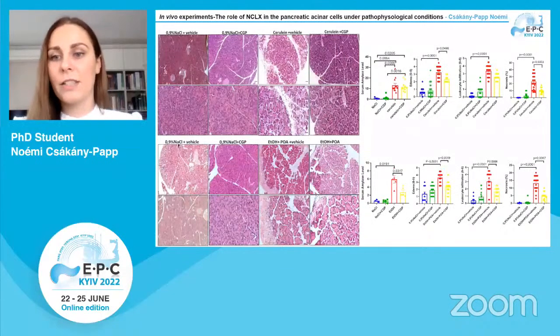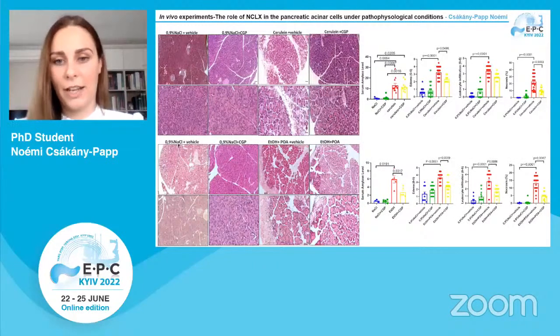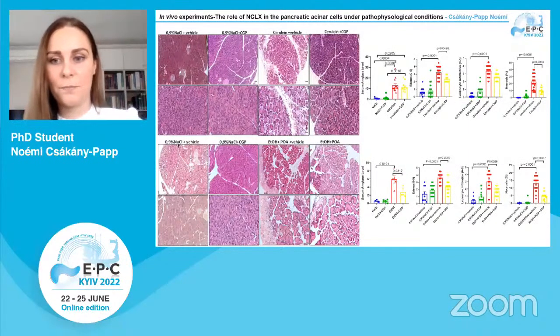Experimental acute pancreatitis was induced by 10 intraperitoneal serum injections or 2 intraperitoneal injections of ethanol and palmitoleic acid together. In all cases, we were able to demonstrate the protective effect of CGP on the basis of histological parameters and serum amylase levels. Our results suggest that NCLX plays a crucial role in mitochondrial calcium homeostasis in pancreatic acinar cells under pathophysiological conditions and can be a potential drug target in acute pancreatitis.